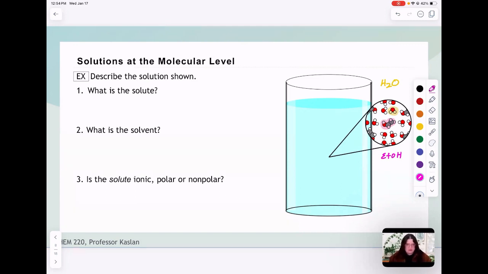So in this practice question, we're asked to describe this solution. It's an aqueous solution that is composed of water and ethanol. And the first question is, what is the solute? So how do we answer this? What we're really asking here is what's present in the larger amount, or what's doing or causing the dissolving.